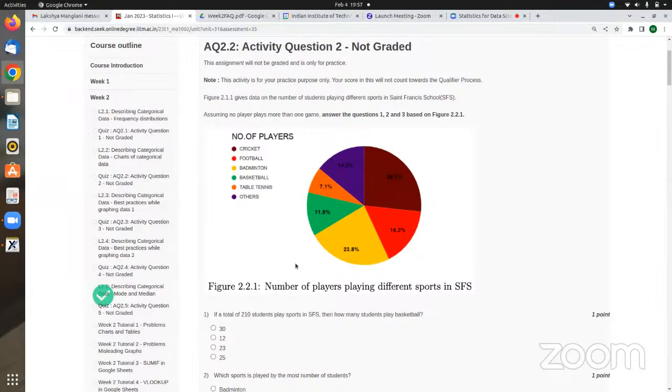Okay, so there are a total of 210 students who play sports in SFS. How many students play basketball? In this pie chart, which color represents basketball? Green. So a total of 11.9% of students play basketball. 11.9% means 11.9 divided by 100, right? Sir, I don't know, I'm also confused. Okay, just a minute.